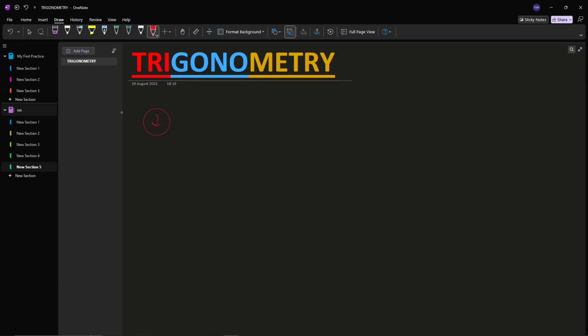The next problem is: if cos theta equals 12 by 13, you have to find sin theta and tan theta. So cos theta is given as 12 by 13, you have to find sin theta and tan theta.